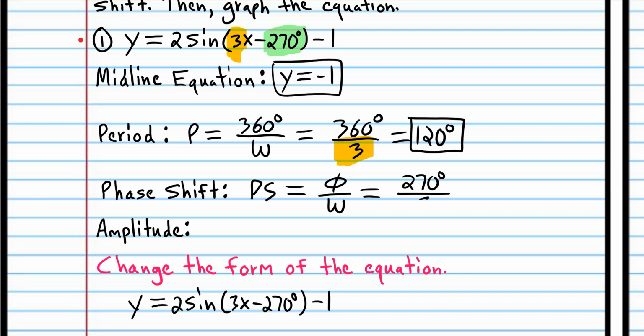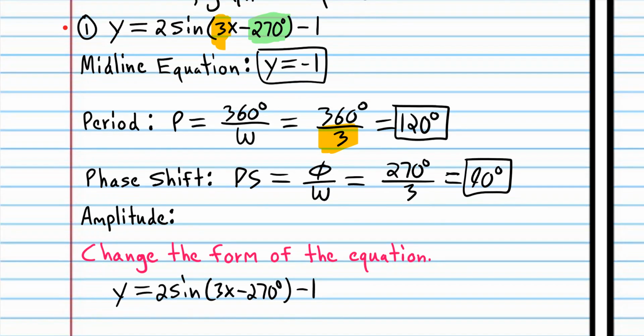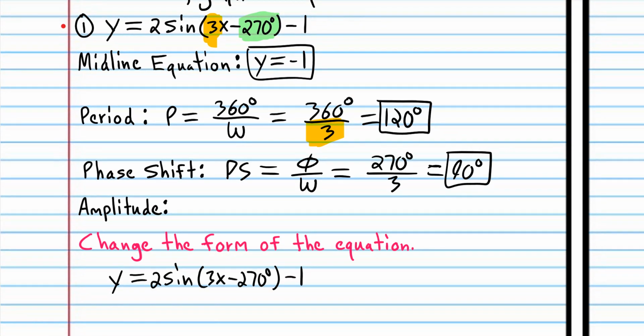And omega is 3, so we get 90 degrees. That is the phase shift. So we have a horizontal shift going 90 degrees to the right. The sign of this phase shift can be a little confusing, but if it's positive, that means you're going to the right. If it's negative, that means you're going to the left.